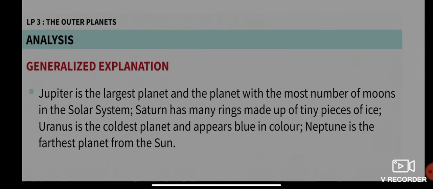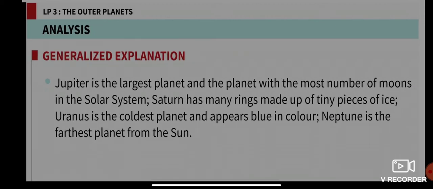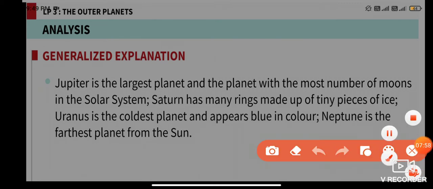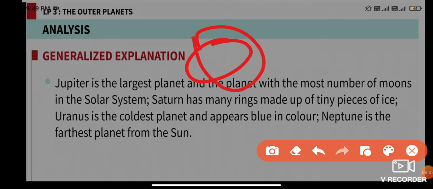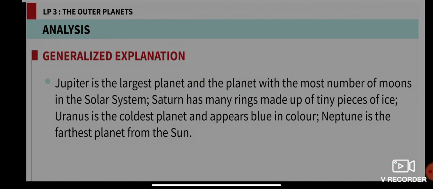So if you talk about the features, you'll see that Jupiter is the largest planet in the solar system and the planet with the most moons, that is 63 moons. And Saturn has many rings. You see that the planet Saturn has a kind of ring, and those rings are made up of tiny pieces of ice.